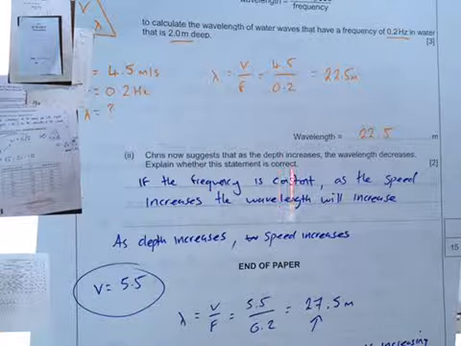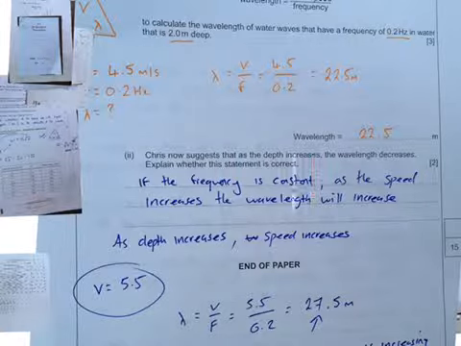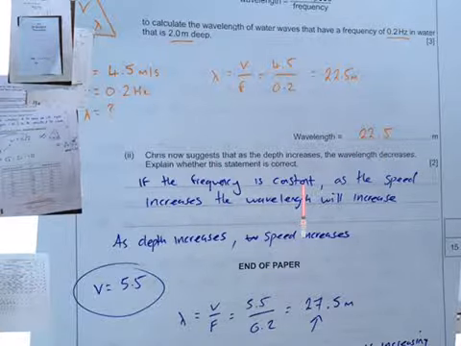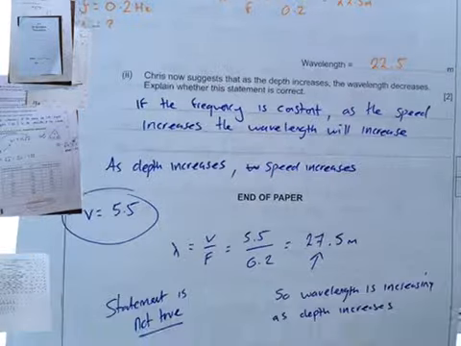Chris now suggests that as the depth increases, the wavelength decreases. Okay, explain whether this statement is correct. Now you can see this is one of the last questions on the paper, so it's quite a tough question, but we'll have a go. I've said if the frequency is constant, this thing here, right? As the speed increases, as this goes up, 4.5 maybe to 5.5 now, the wavelength will also increase, and I'll show you how to do that.